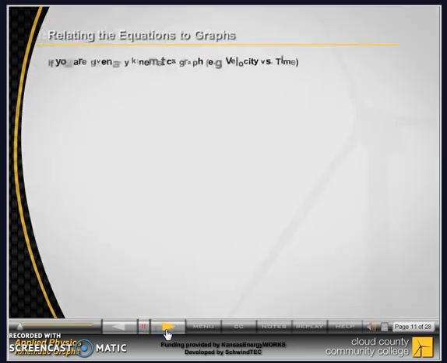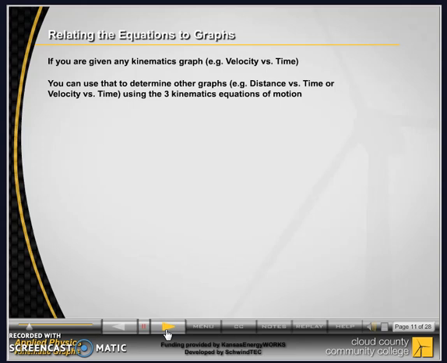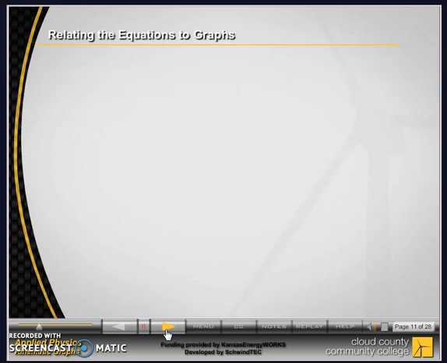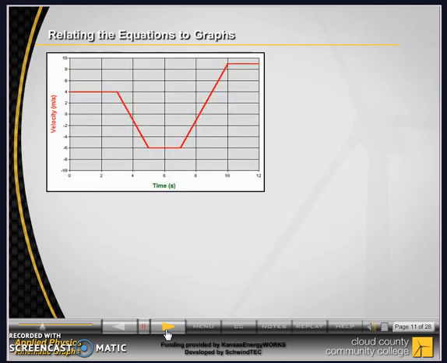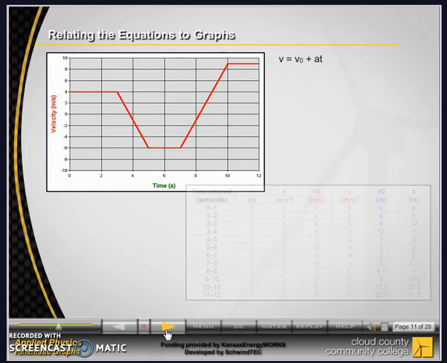If you are given any kinematics graph, for example, velocity versus time, you can use that to determine other graphs, like distance versus time or acceleration versus time, using the three kinematics equations of motion. Here's an example. Given the velocity versus time graph, you can calculate the acceleration versus time graph by using the first equation of motion. For each time interval, we can calculate the acceleration as follows.